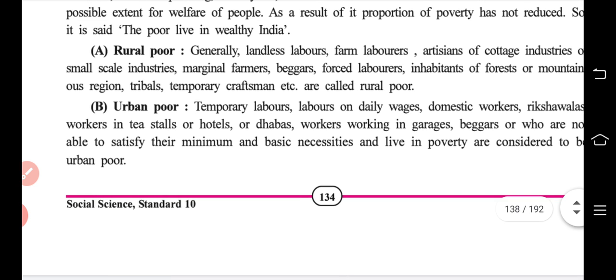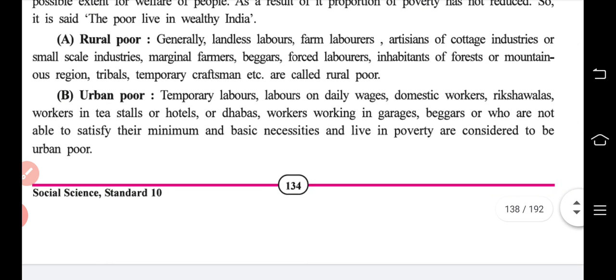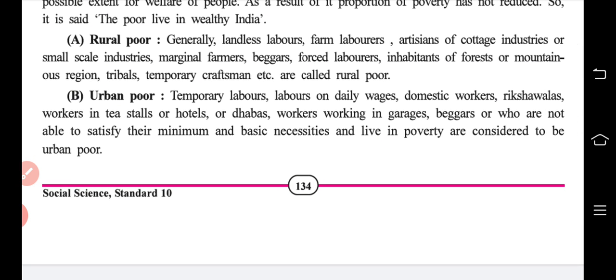Rural poor: generally landless laborers, farm laborers, artisans of cottage industries or small scale industries, marginal farmers, beggars, forced labor, inhabitants of forest or mountainous regions, tribals, temporary craftsmen, etc. are called rural poor. Rural poor, who are they? They are mostly laborers. Sometimes we can say they face disguised unemployment.